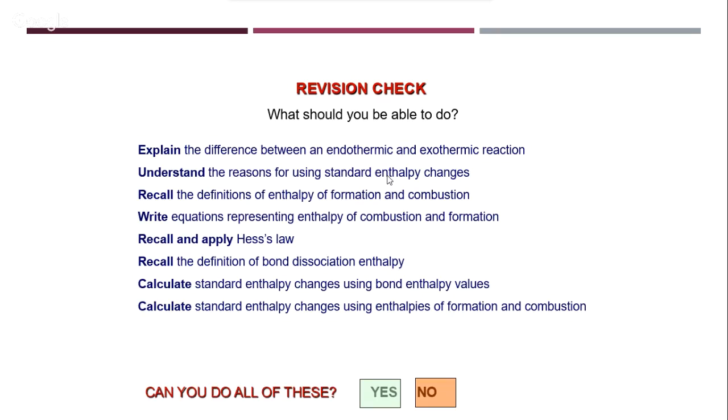We have also understood how to write equations of enthalpy of combustion, enthalpy of formation. How to recall and apply Hess's law. How to recall the definition of bond dissociation enthalpy, and how to write bond dissociation enthalpy. We've also seen standard enthalpy changes using bond enthalpy values, and standard enthalpy changes of formation and combustion. Okay, so that's a quick aspect of all the enthalpy changes and energy changes in chemical reactions.